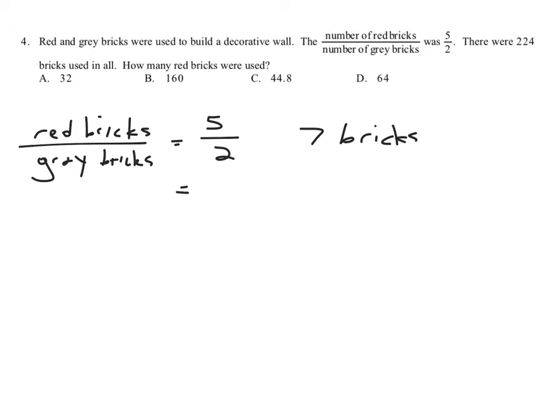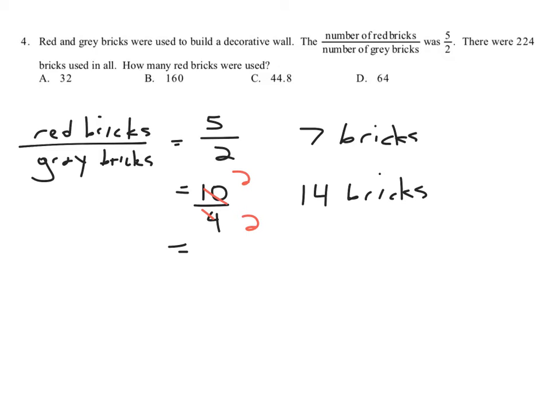So maybe this was a simplified fraction. If it was 10 fourths, that would simplify to 5 over 2, and it would be 14 bricks that were used. Okay, I'm going somewhere with this. But you don't know what they canceled out. Here you could cancel out top and bottom. You could divide by 2.